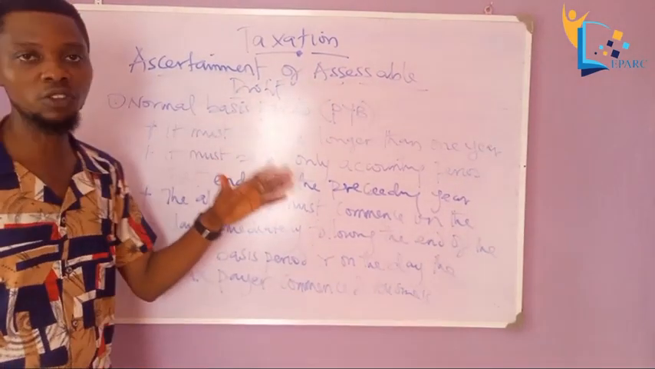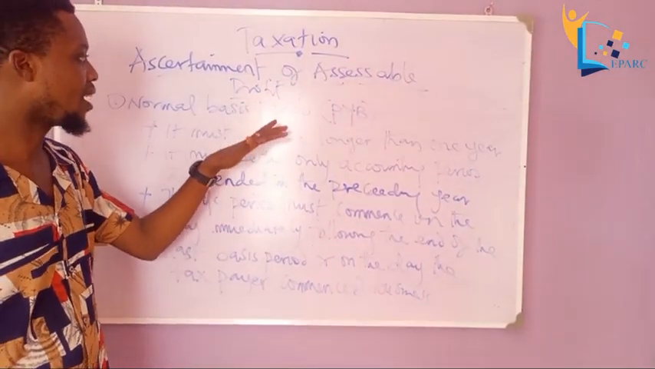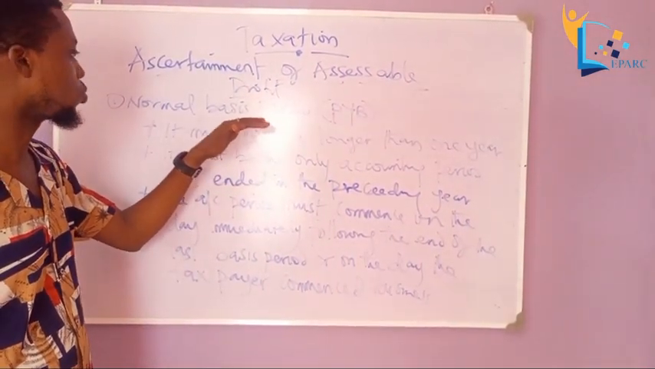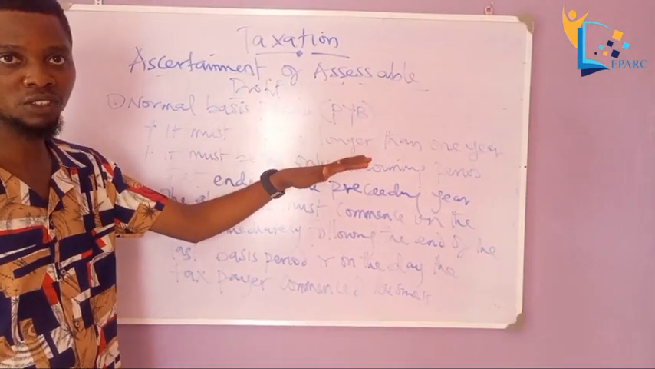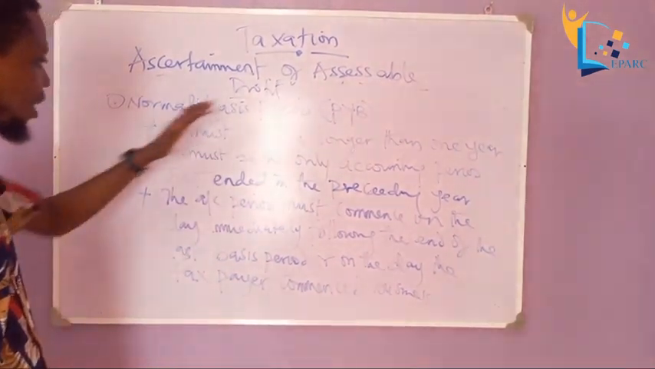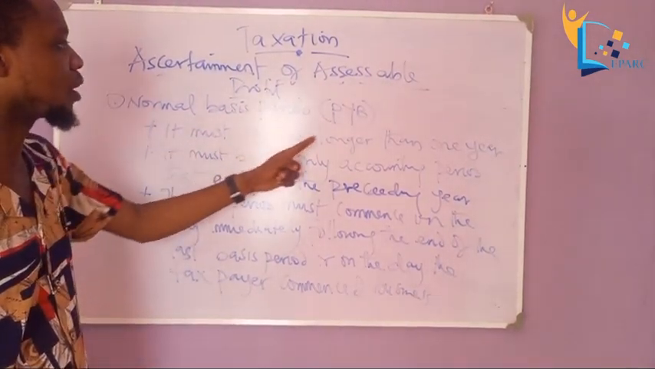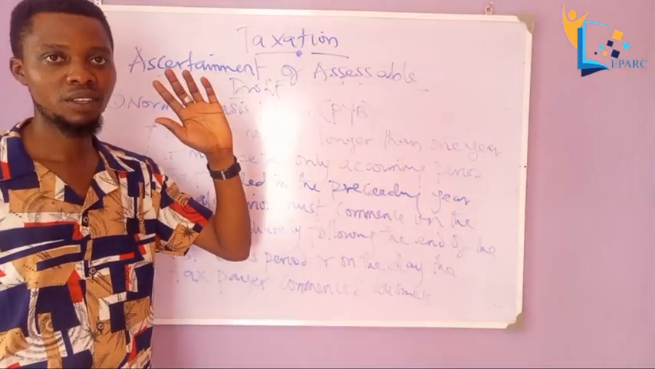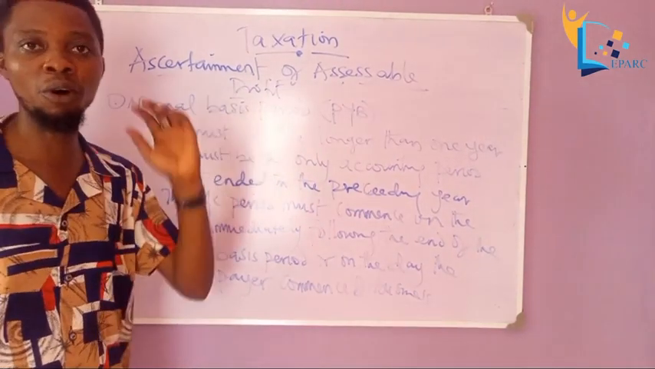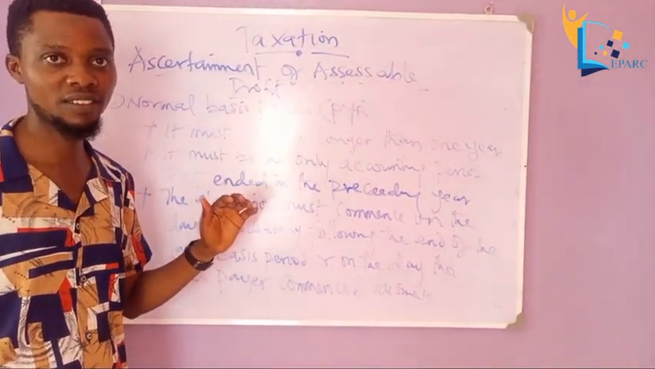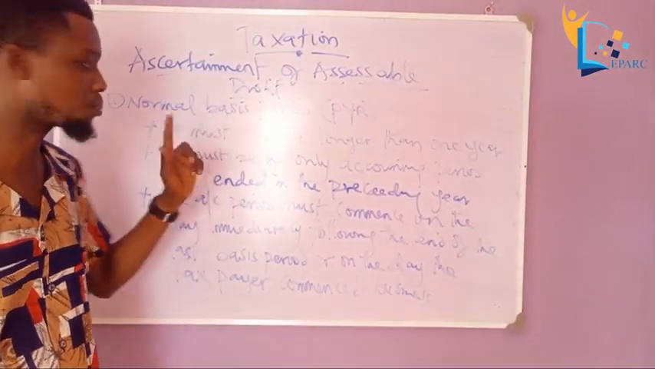Now, there are conditions that give rise to the use of the normal basis period. I've outlined 3 of them here. Now, the first condition is that it must not be longer than 1 year. The normal basis period must not be longer than 1 year. These are conditions that give rise to the use of the basis period.